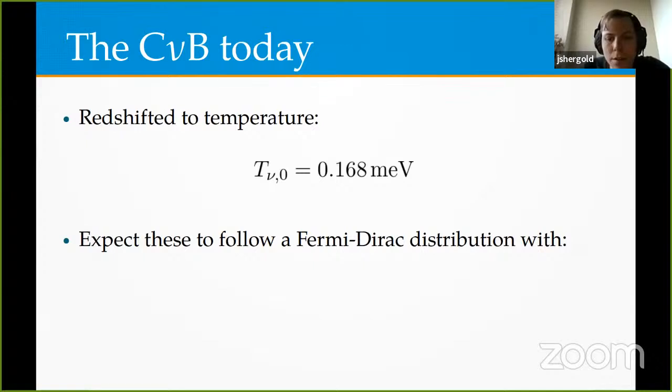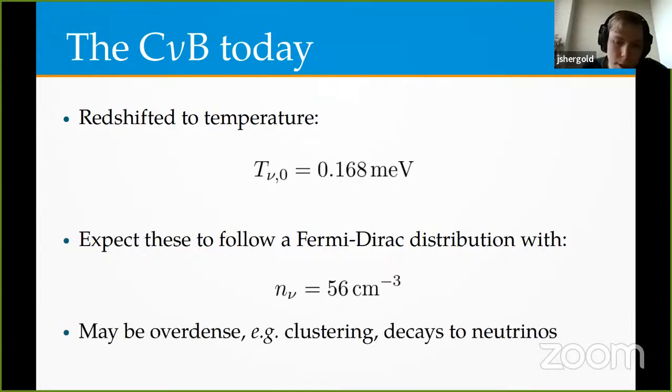We expect that they follow a Fermi-Dirac distribution, so that's just the equilibrium distribution redshifted, with a number density of about 56 per cubic centimeter per degree of freedom. In total, there are 6 degrees of freedom. There are 3 mass eigenstates, and there are neutrinos and antineutrinos, and only one of the helicity states is populated. The left helicity state for neutrinos, and the right helicity state for antineutrinos. If anybody's interested at the end, by all means, I'm happy to explain it.